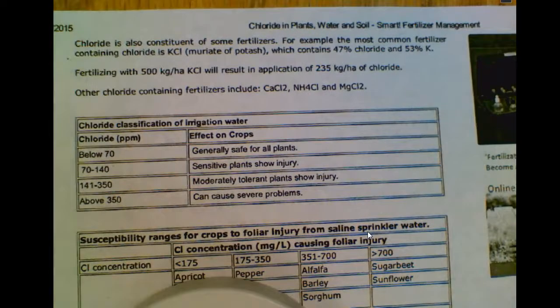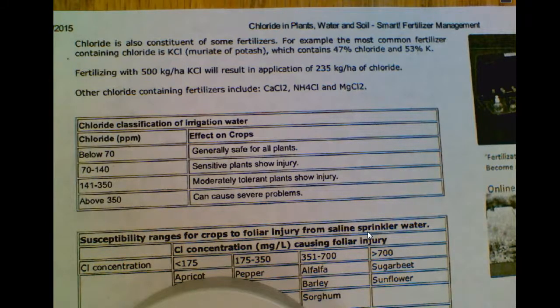Chloride is also a constituent of some fertilizers. The most common fertilizer that I can think of, and they also talk about it here, is potassium chloride, muriate of potash, which has 47% chloride and 53% potassium. So it tells you what you would get if you put out 500 kilograms per hectare of potassium chloride or muriate of potash. Your other chloride-containing fertilizers would be calcium chloride, ammonium chloride, and magnesium chloride. So you do have those.